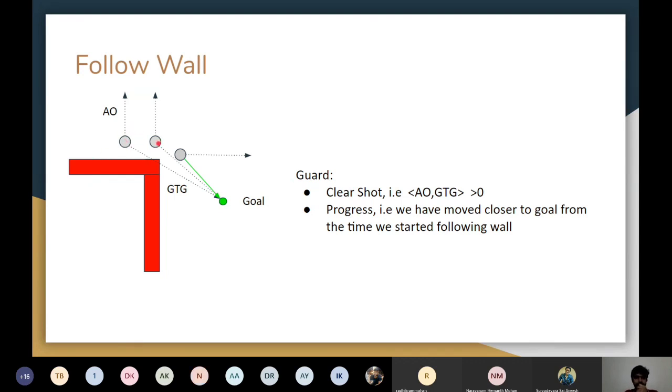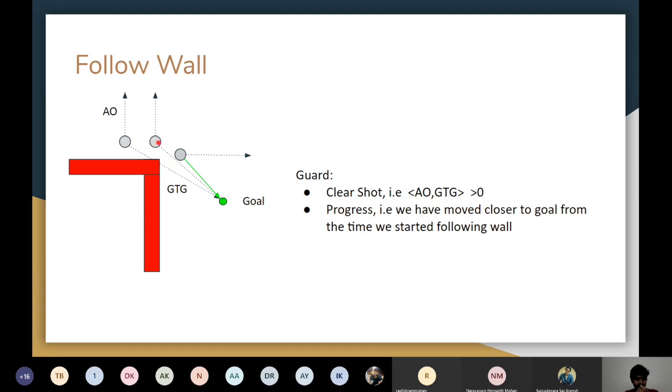Even at this position, it won't be an appropriate time, because the avoid obstacle is in this direction, while my go to goal is in this direction, and I don't really have a less than 90 degree angle over here.